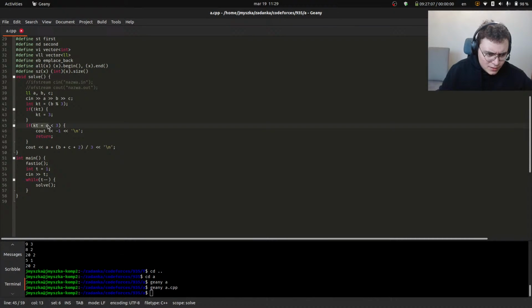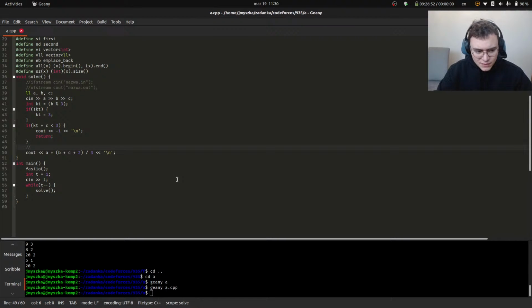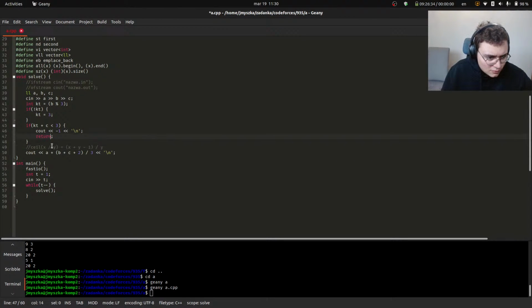If B modulo 3 plus C is smaller than 3, then the answer is no. And in other case, we are counting A plus B plus C divided by 3, but rounded up. As we know, in C++ division floors the result, so we know that ceil of x divided by y is equal to x plus y minus 1, divided by y. So that's how you get ceil in C++.